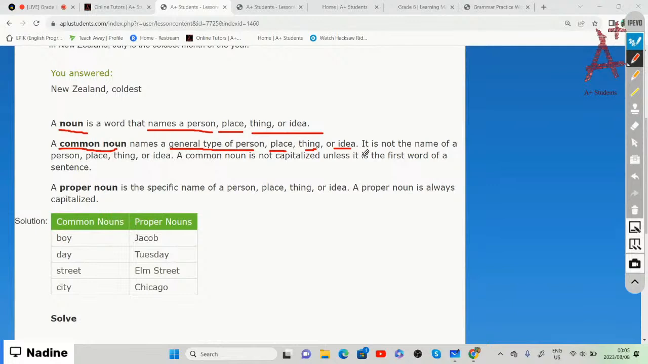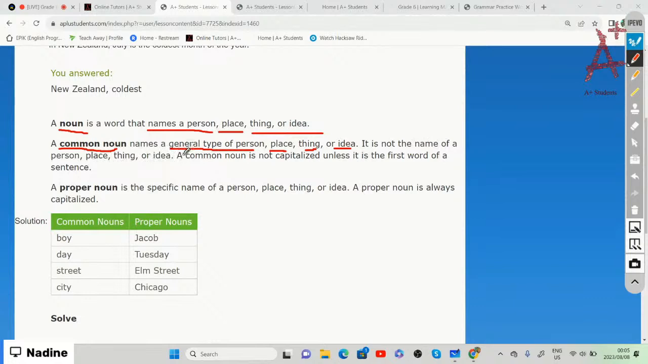The same with places, things, or ideas. When we generalize, it can be any person, any place, anything, or any idea that we are making mention of. So it's not a specific person, place, thing, or idea. So that is a common noun. It is not the name of a person, a place, a thing, or an idea.